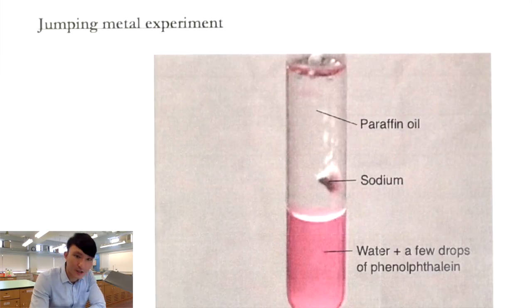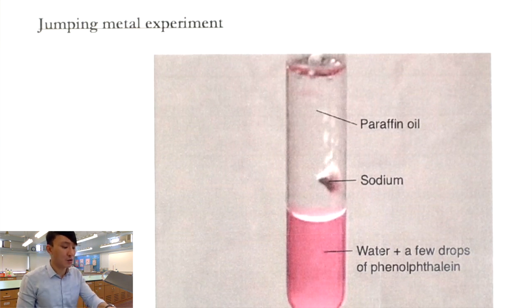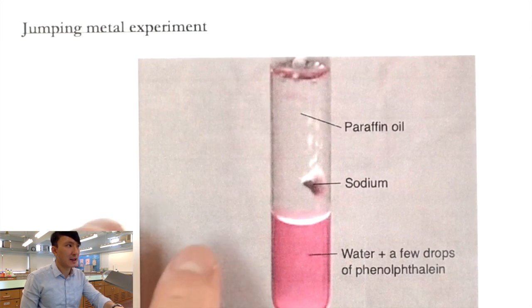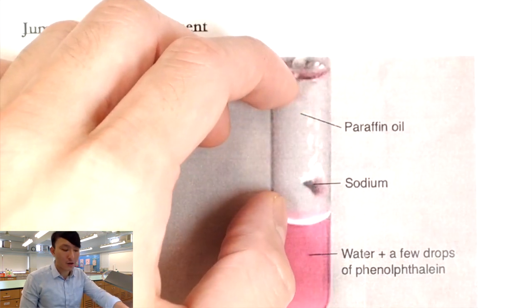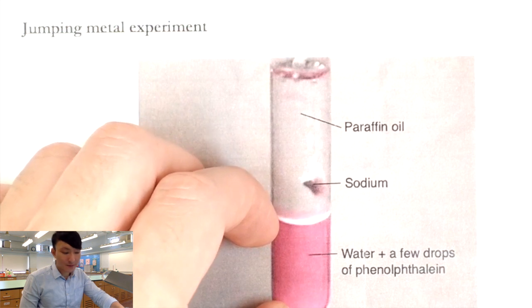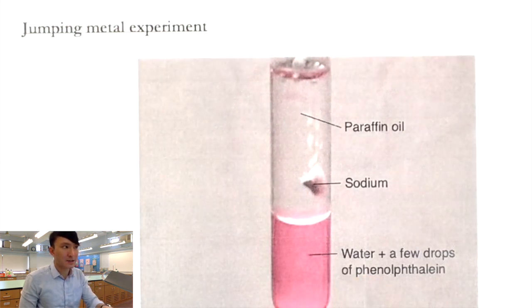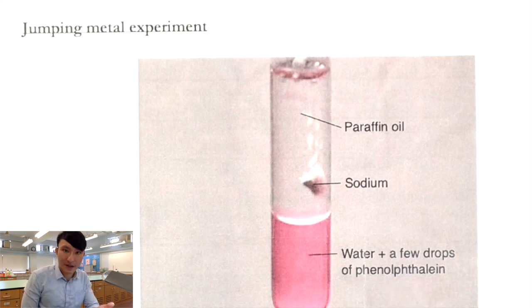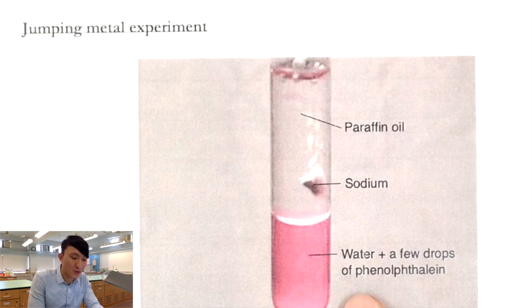Okay, so after watching the demonstration, let's fill in some blanks on our note, page 39. Here, this shows you the jumping metal experiment, and again, the top layer is the paraffin oil, the bottom layer is the water. And here, the water is mixed with a few drops of phenolphthalein in the beginning. Now, at the beginning, remember the color of the water before we drop in the sodium should be colorless, okay? And when the reaction has taken place between the sodium and water, then it turns red or pink or purple, okay?